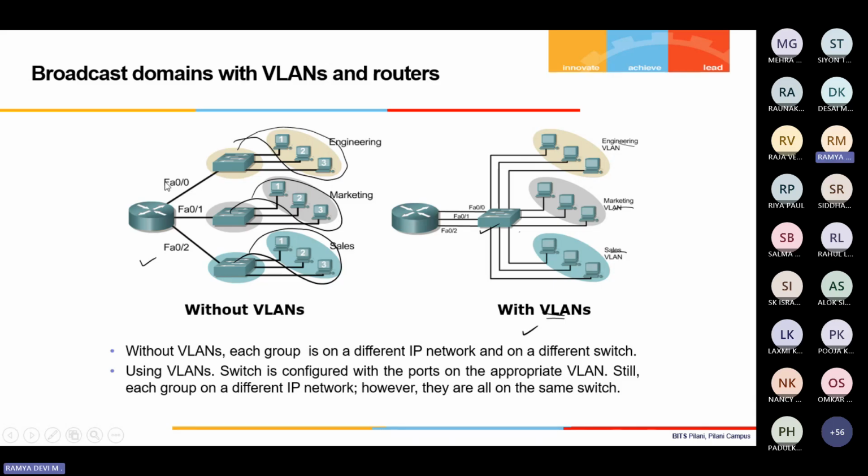So without VLANs, each department requires its own switch and network connection, so there will be multiple broadcast domains. But with VLANs, departments can be segmented logically. With a single switch, it can be logically separated into multiple VLANs. Based upon the port configuration, separate VLANs such as engineering, marketing, and sales can be given. Each will maintain its own broadcast domain.